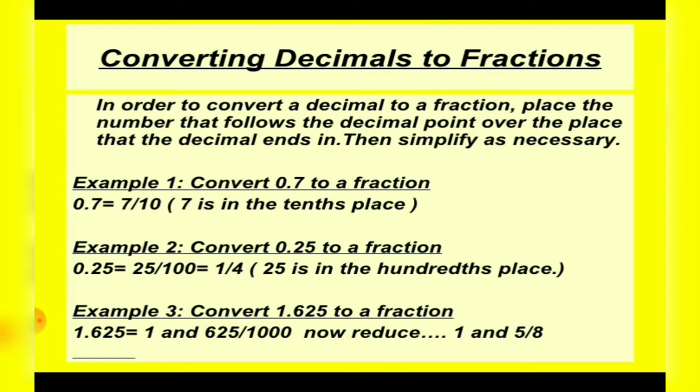Example 2 is 0.25. Now here we have 2 digits, so we can say it is over 100. 25 upon 100 we can simplify as 1 upon 4, because 25 times 4 is 100, so 1 by 4. Now it says convert 1.625. This question is a bit hard, guys.